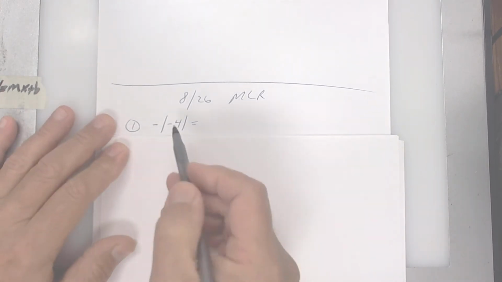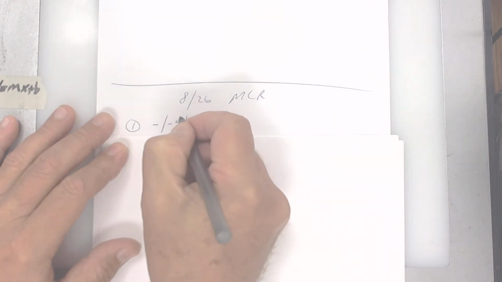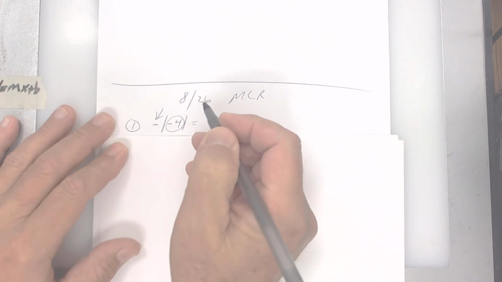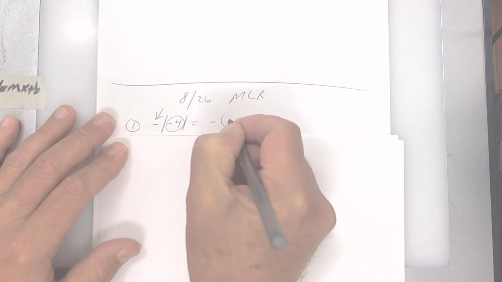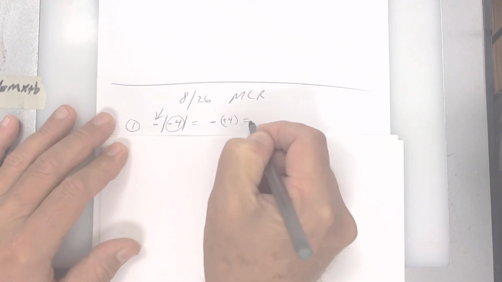This one right here is the absolute value. You have to do the absolute value first. So this right here becomes a positive. But you have a negative on the outside. So that negative is going to stay. So you're going to end up with a positive 4. A negative times a positive is a negative.